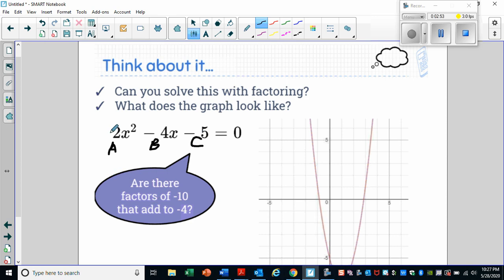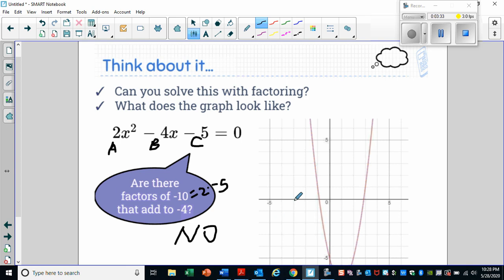So are there factors of A times C, 2 times -5, which gives us -10, that add up to -4? Remember, you could have 2 times -5 or -2 times 5. Those two values will not add up to -4. You also have 1 and -10 or 10 and -1. Those values won't equal -4 either. So no, not possible. This is not happening.